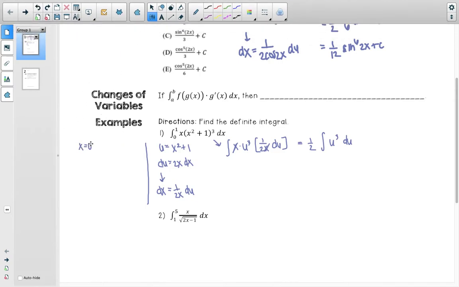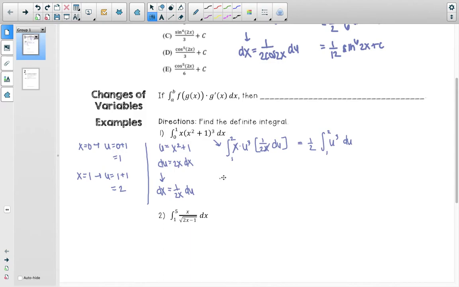x equals 0. Plug it into the u, and you get 0 plus 1, which is 1. And if you plug the 1 into the u, you get 2, because I already calculated it. So 1 plus 1 is 2. So you get 1 on the bottom and 2 on the top.